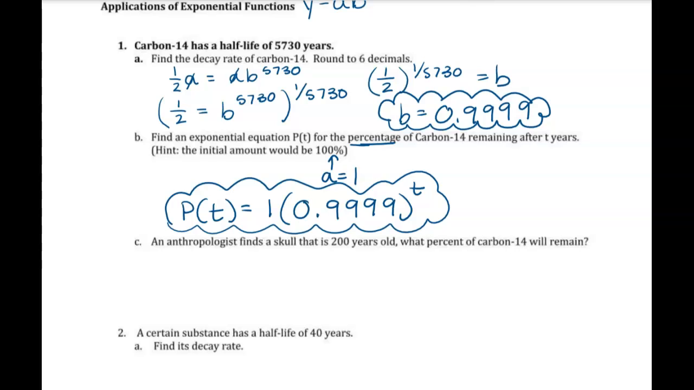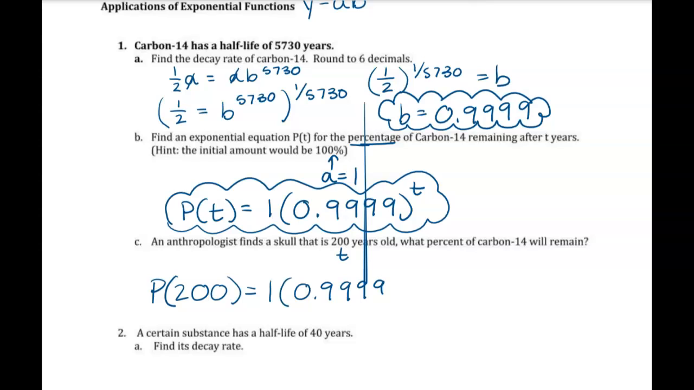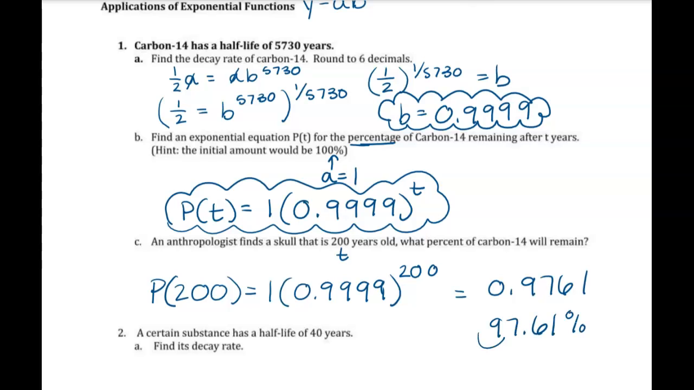And for this last piece, there's a skull that's 200 years old, so that's our t. So P of 200 equals 1 times 0.9999 to the power of 200. And this should be 0.9761 or 97.61%. So that's how much of the carbon-14 will remain. So a lot of it.